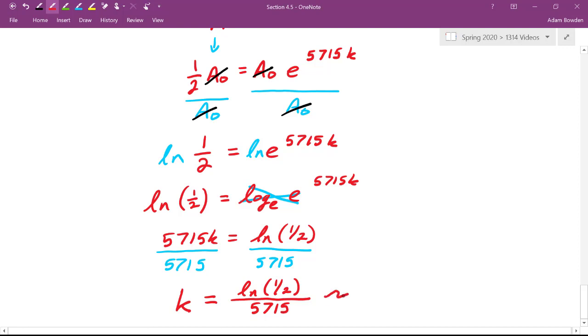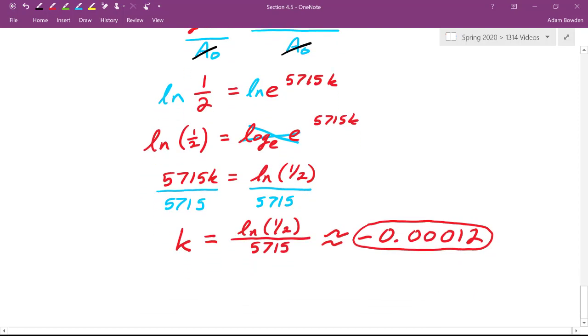And that's going to give us a pretty small number, so let's round it off. I got approximately negative 0.00012. Since it takes so long to decay, the decay rate is a very small number. But what that tells us is the actual decay rate of carbon-14. And so the actual model function for this carbon-14 goes A equals A naught e to the negative 0.00012t.